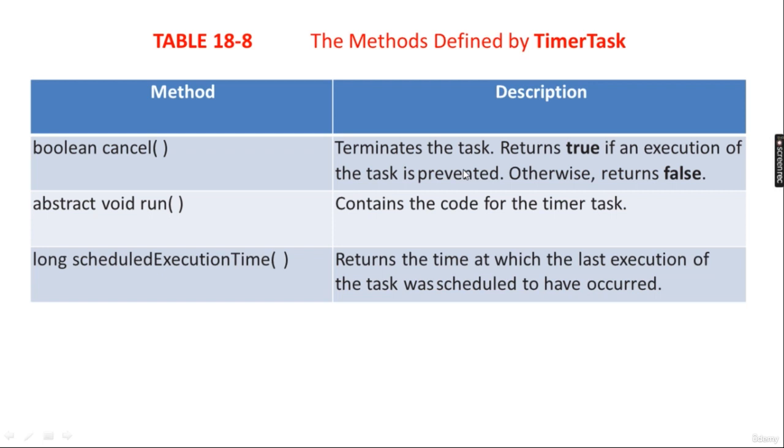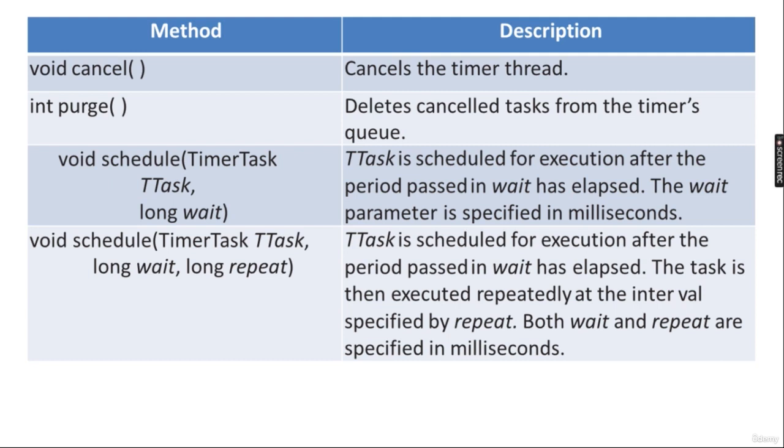Okay. What is the execution time? So that you will understand at which time, in long, you will convert that long into a particular date and time using the Date class or Calendar object we have seen in the previous session. You will first get the long milliseconds, and then convert them to a Date object or Calendar object, so that you will understand at which date and time this task is to be performed. And void cancel() cancels the timer thread. int purge() deletes the cancelled tasks from the timer's queue.